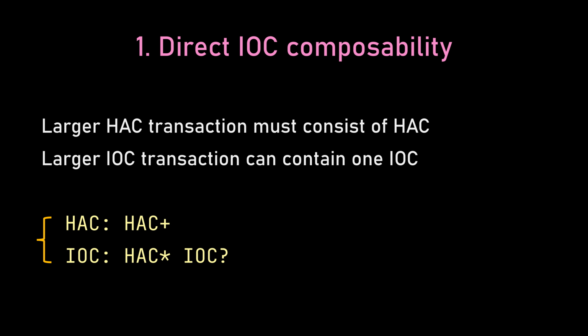This little snippet here of rule definitions describes the same, where star means 0 or more, plus means 1 or more, and question mark means at most 1. So here for the HAC rule, we can recursively have as many HAC operations as we like, whereas for the IOC rule, we can have as many HAC operations as we like, but only at most one IOC operation.